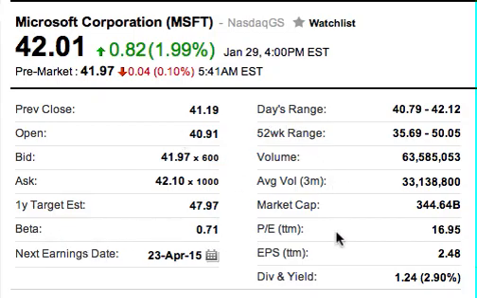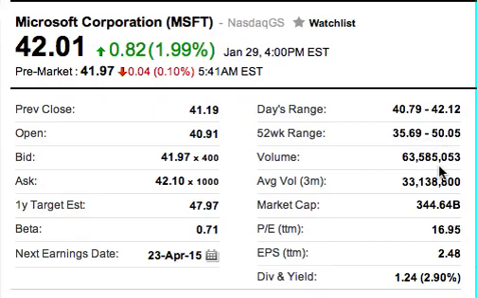So we're going to move over to the right hand side of the page. The day's range is just telling you what price the shares traded at right from the low up to the high of the day. So during the day, the shares of Microsoft went from $40.79 to $42.12. It fluctuated between there for the day. And down here, it's the fluctuation for the year. So within the last 52 weeks, Microsoft has traded between $35.69 and $50.